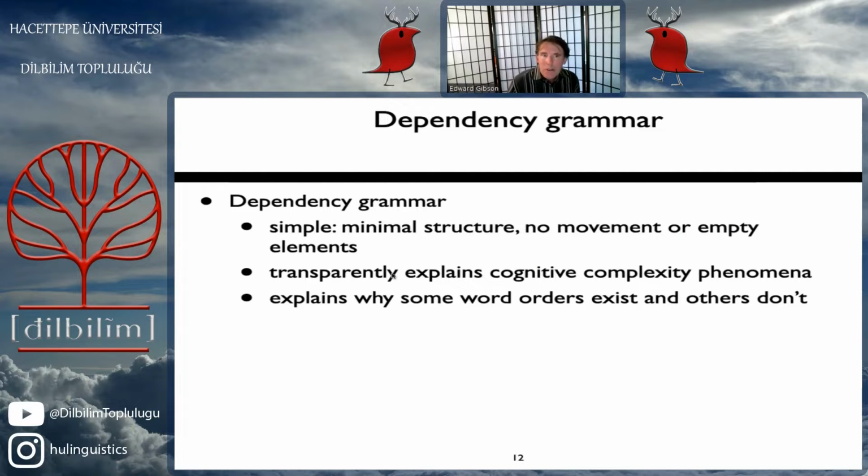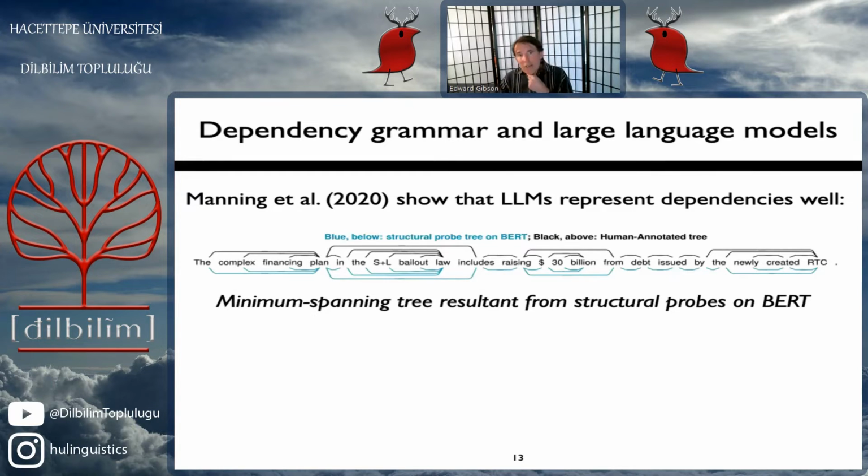The thing I like about it is that it transparently explains cognitive phenomena. I'm also going to tell you how it explains why word orders exist and don't. Another reason I like it is the advent of large language models. It turns out that large language models represent dependencies very directly. Chris Manning, in a paper that's actually 4 years old, showed that BERT, one of these large language models, represents dependencies very directly. They figured out some way to implicitly recover the syntactic structure inside this large language model for a whole lot of sentences.